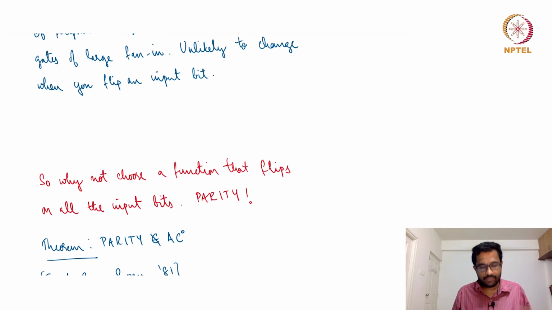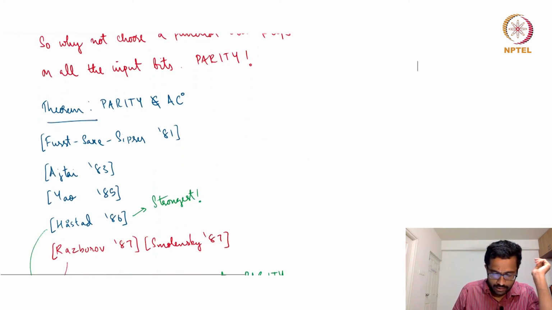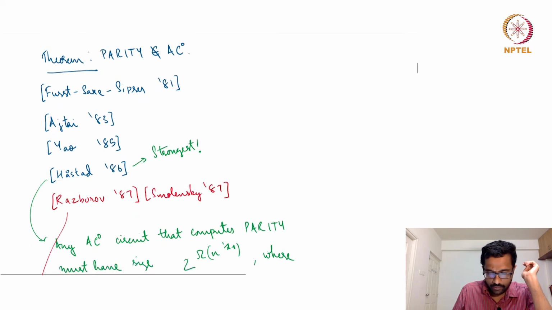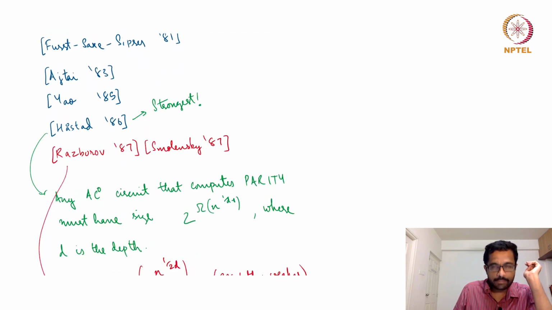depth, right? And this coming to the statement, it's just simply saying that parity is not in AC0, and it has been proved by many people using different techniques. So the first proof was by 3 people, first Sachs and Sipser, right? Then I-Type gave another proof later, then Yavo gave another proof later, then Hostad gave another proof, and then the proof that we will see today is by Rasparov and improved by Smolensky in 87. Okay.